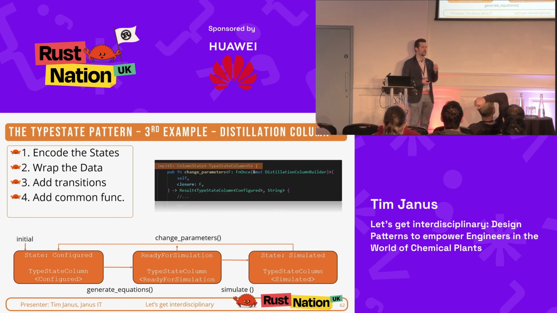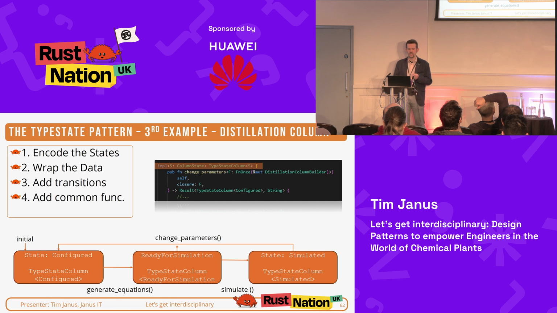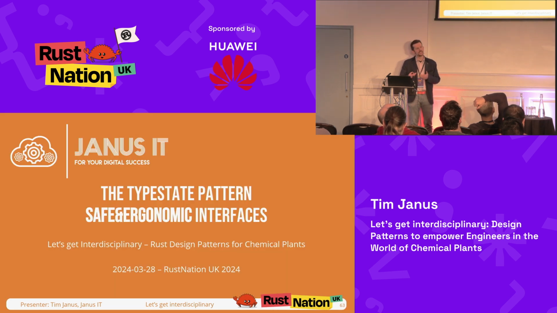And if we want to add common functionality, we can just use bounds on the traits. Here in the above line, we have impl S for all ColumnStates, and then we add the change_parameters method here. And you can see the method in detail in a GitHub repository. I will share this later. Yeah, so that is the idea how you can work with it.